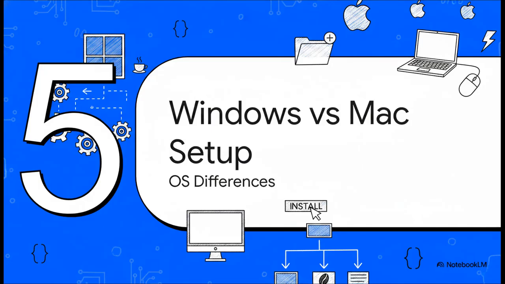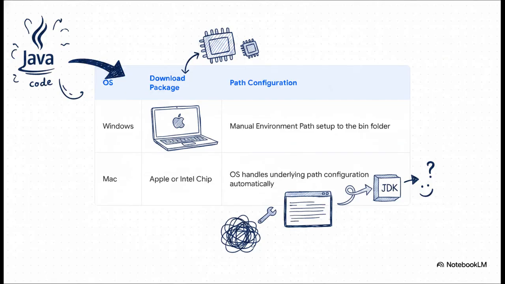Moving to step 5, let's briefly look at Windows versus Mac setup. While we focused heavily on the manual Windows configuration, let's contrast that with how a Mac handles it. While the underlying Java code you're going to write remains exactly the same across systems, the installation journey definitely differs. For Mac users, you simply download either the Apple chip or Intel chip package depending on your hardware, and you generally get to just skip the manual path plumbing. The Mac operating system handles linking the terminal to the JDK completely under the hood. So if you're on a Mac, you definitely have it just a little bit easier today.